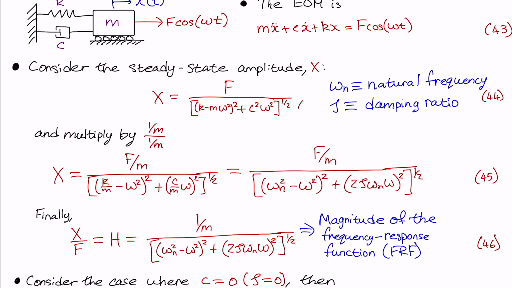It's the magnitude because generally the frequency response function is a complex valued function. This is where the magnitude and the phase come from because it's a complex function. All right. Any other questions? All right.